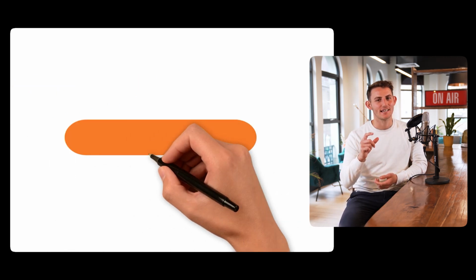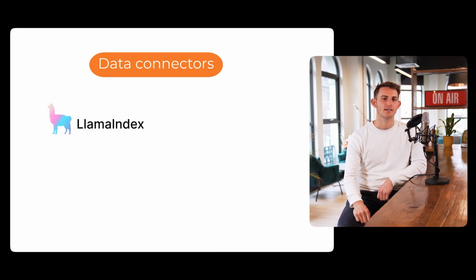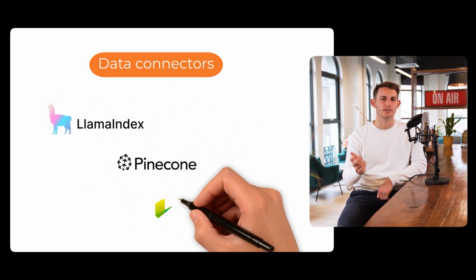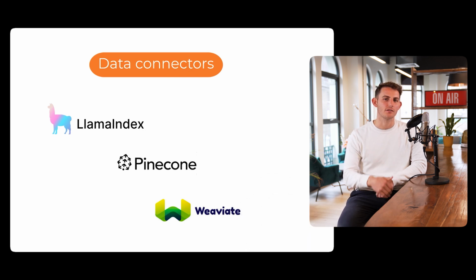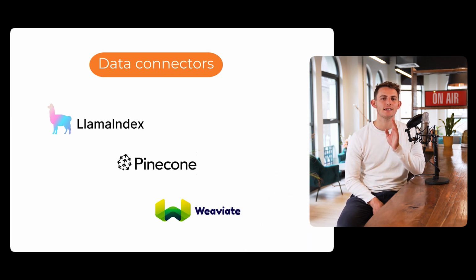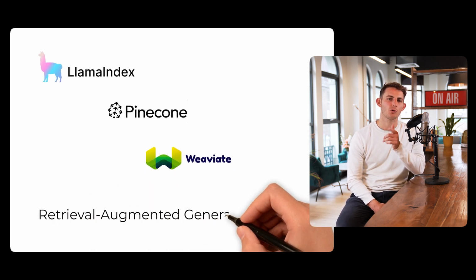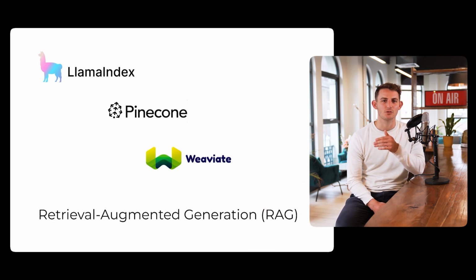Next up, our data connectors layer. We need a way for AI models to find and retrieve that data. That's where frameworks like LlamaIndex or vector databases like Pinecone come in. They help create indexes, so when you ask a question, the AI can first retrieve the right information, then generate a useful answer. This is called Retrieval Augmented Generation, or RAG for short, and it's how you get grounded, accurate responses. I've done a video on this, so go check it out.